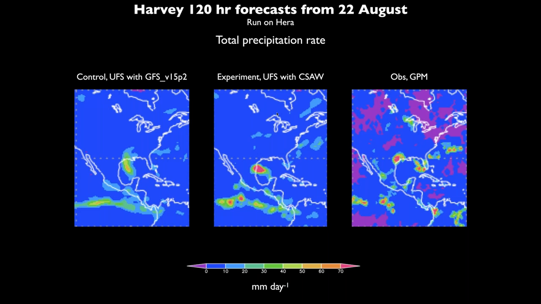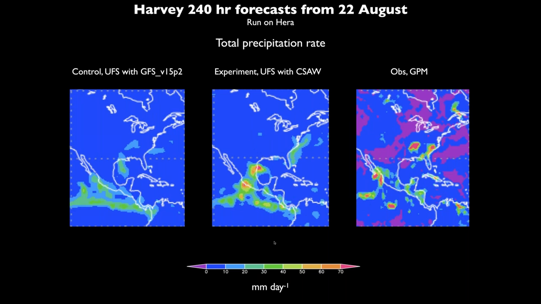On the left, you have results from a low resolution version of the model with the standard physics. In the middle, you have the Seesaw results. And on the right, you have a version of the observations from GPM. And you can see that Seesaw has produced considerably stronger precipitation at this stage of the game relative to the control version of the model at this resolution.